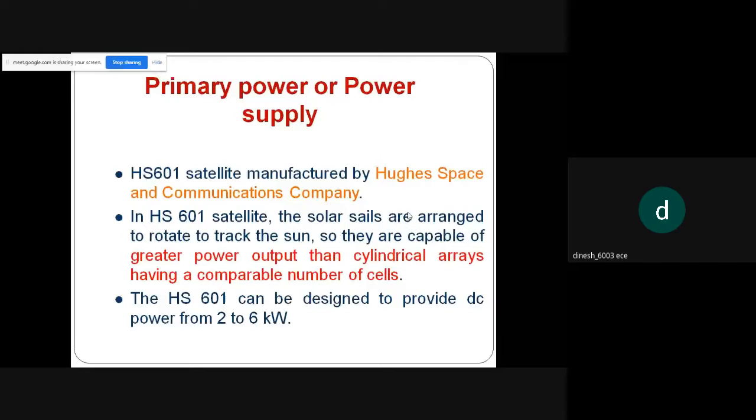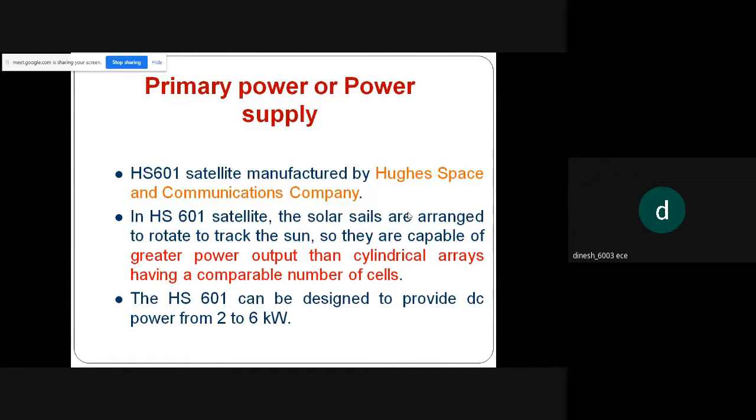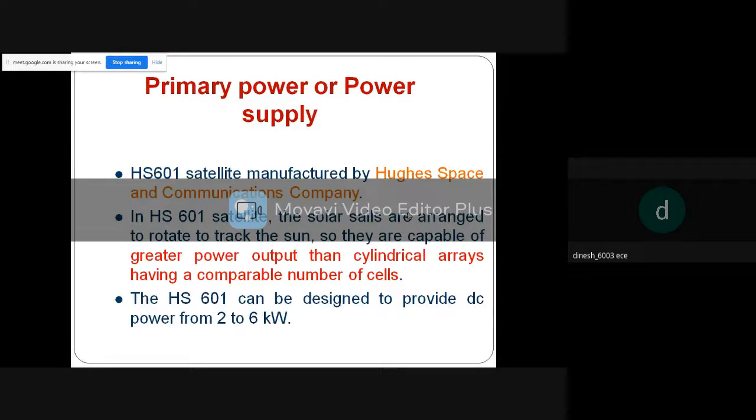In communications satellites, the solar sails are arranged to rotate to track the sun. As the earth rotates on its own axis, the satellite also rotates on its own axis. So the solar sails will automatically rotate depending upon the rotation of the sun, such that maximum power can be acquired, just like our sunflower.